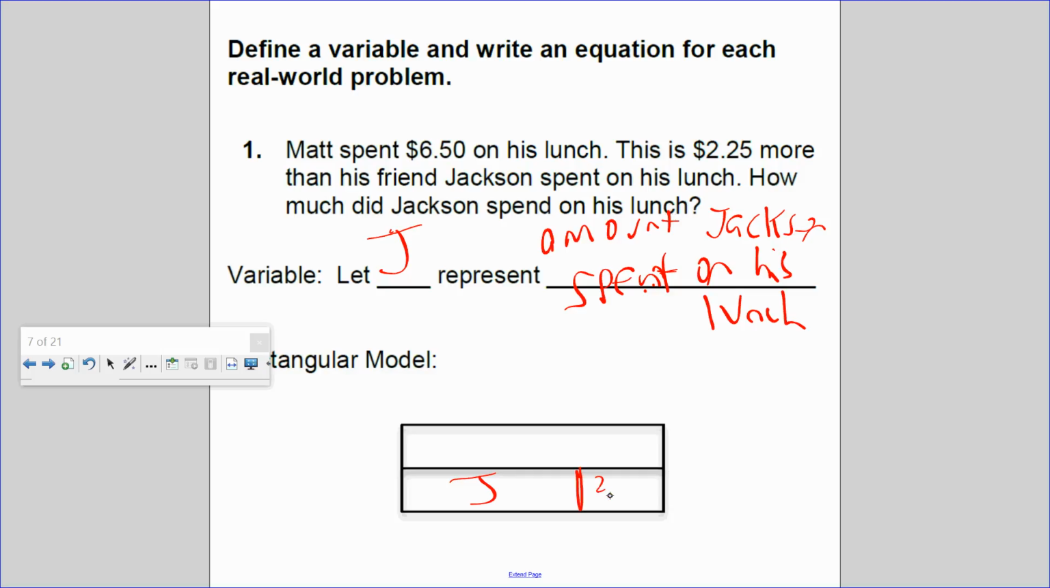If he had spent $2.25 more, then he would spend the same amount as his friend Matt. So the equation is Jackson plus 2.25 equals 6.50. You could have written it as 2.25 more plus J equals 6.50. So this is the amount Jackson spent. If you add 2.25 more to it, this is what Matt spent. So that is our equation.